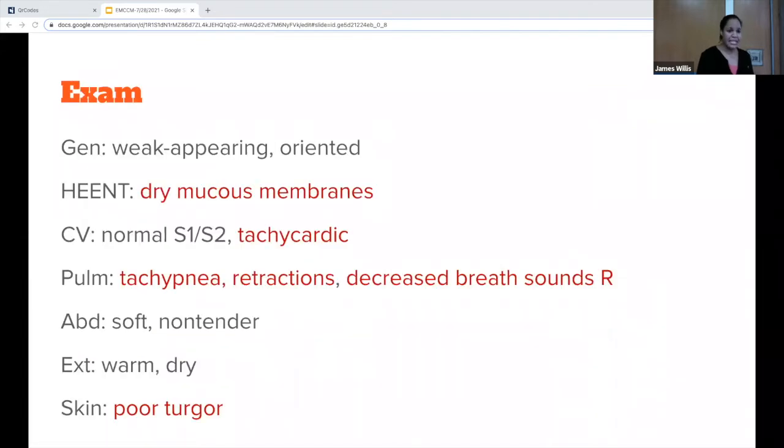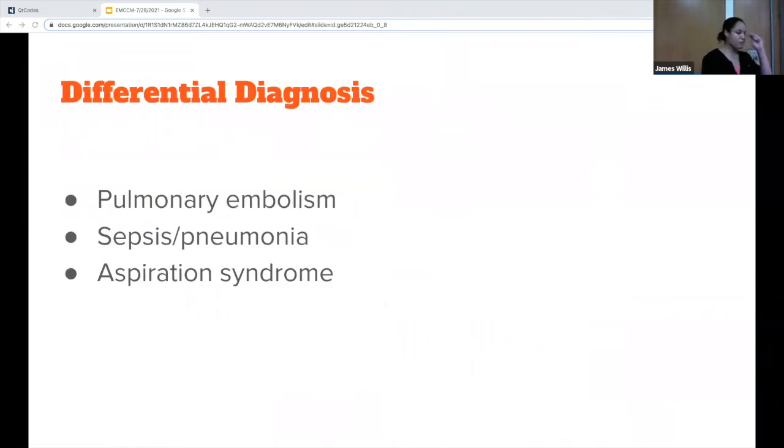So his exam, overall, the main things that are notable are dry mucous membranes. He's tachycardic, although he does have otherwise normal heart sounds. And on his pulmonary exam, he's tachypneic, he's got retractions, and he's got decreased breath sounds in the right lung. Otherwise, he has poor skin turgor. Differential at this point includes pulmonary embolism, sepsis, possibly pneumonia, or maybe an aspiration syndrome.